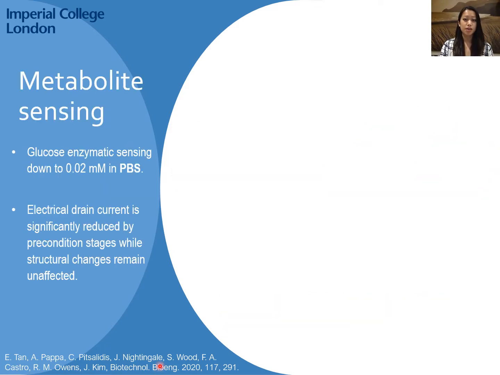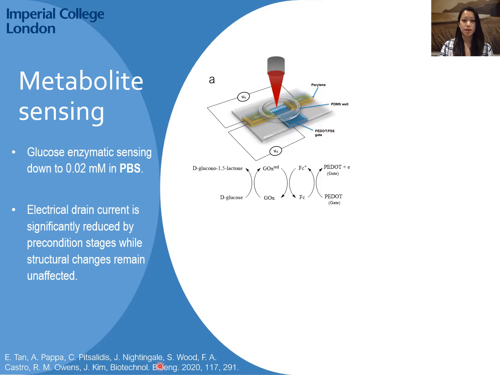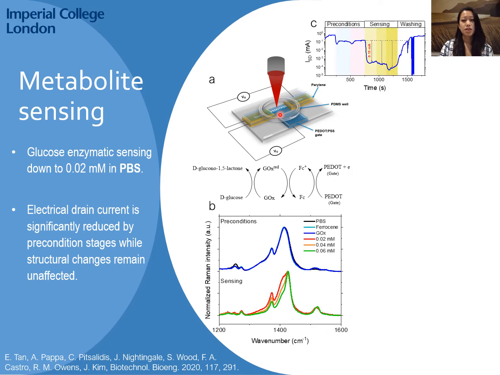So to start with, we demonstrate a simple enzymatic glucose sensor in PBS, phosphate buffered saline solution, going down to a concentration of 0.02 millimolar of glucose. We directly probe the structure of PEDOT PSS in the OECT channel while operating the OECT. This means that both the electrical current and structural changes are recorded simultaneously.